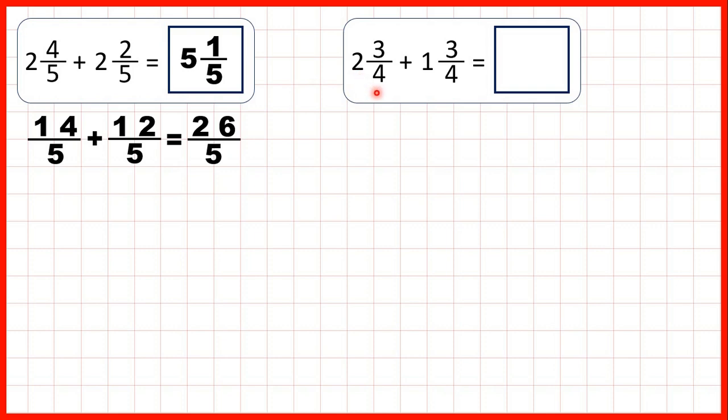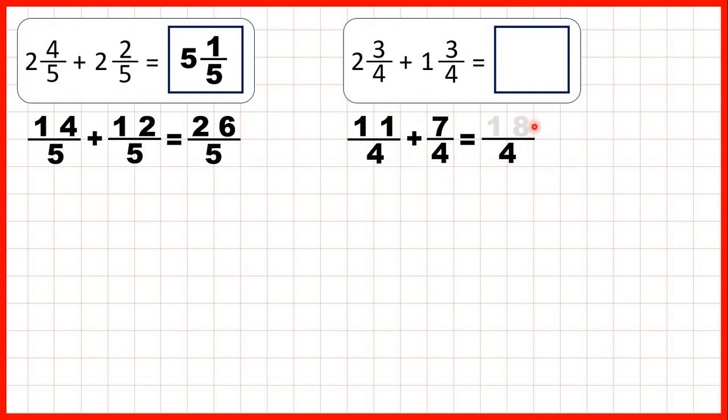Now we have 2 3/4 plus 1 3/4. As an improper fraction, 2 3/4 is 11/4, because 2 times 4 is 8, and then 8 plus 3 is 11. We're adding 1 3/4, so that's 7/4 as an improper fraction, because 1 times 4 is 4, plus 3 is 7. When we add fractions, even improper fractions, the denominator always stays the same in our answer.